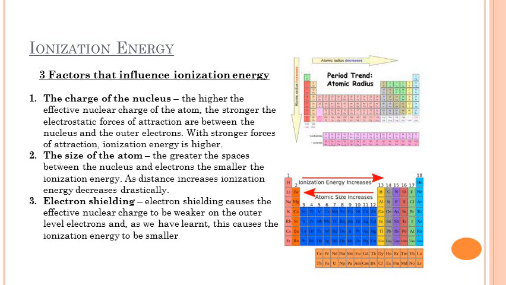Electron shielding. Electron shielding causes IE to be lower, as the positive charge of the nucleus is weakened, and thus less energy is required to remove an electron. You can see better and more concise explanations on your screen of all three factors.